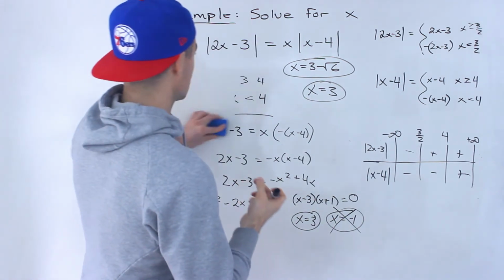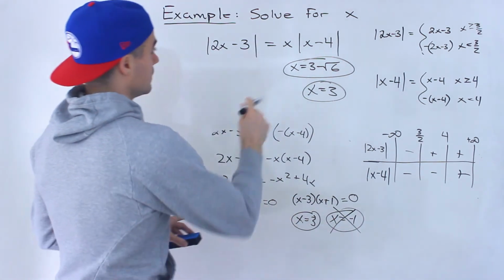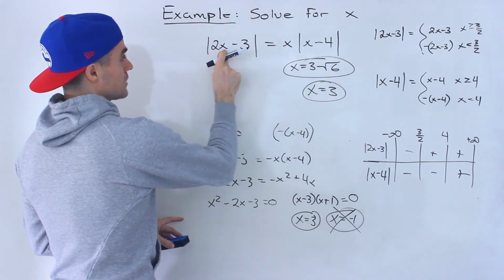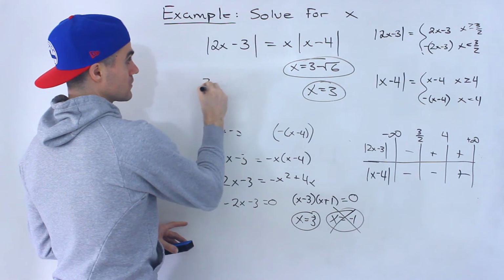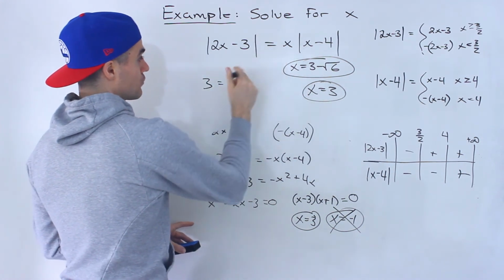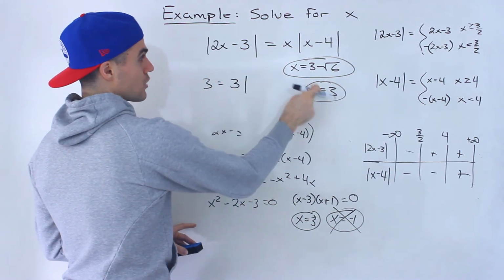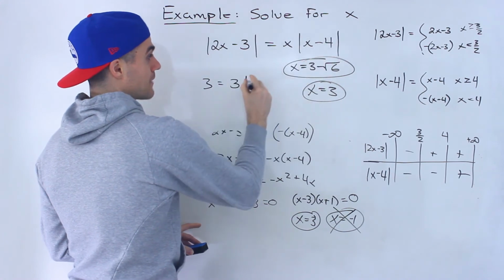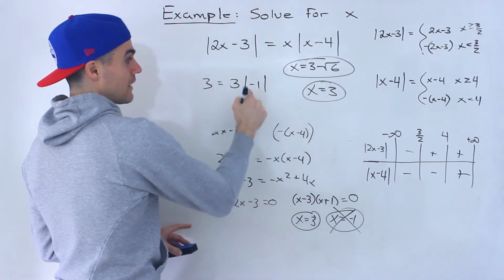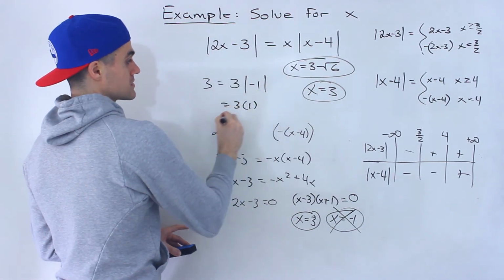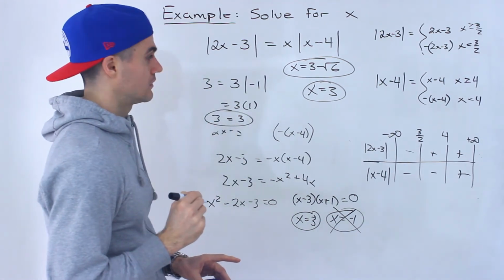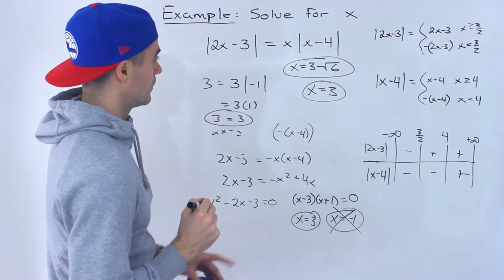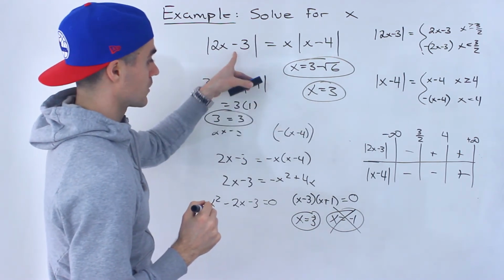And you could check it. So you can say, if we plug in 3 here, 2 times 3 is 6, minus 3 is positive 3, absolute value of 3 is 3. And then we'd have 3 times the absolute value of 3 minus 4, which is negative 1. The absolute value of negative 1 is positive 1. So we'd have 3 equals 3, like that. Right? So notice that this does work over here.